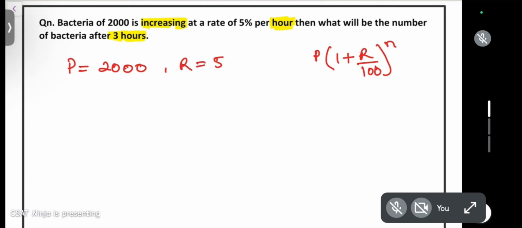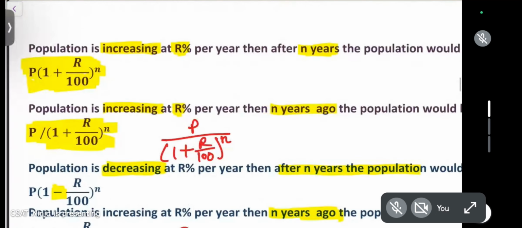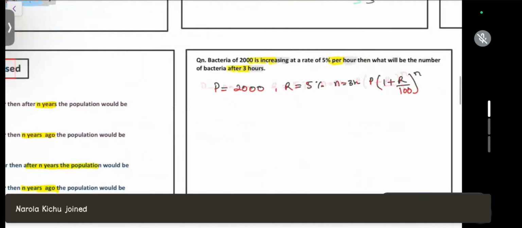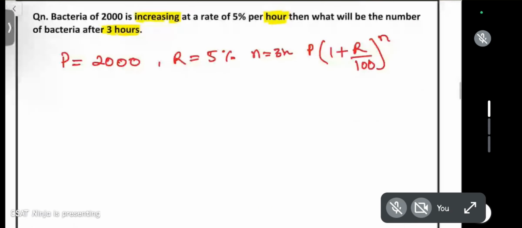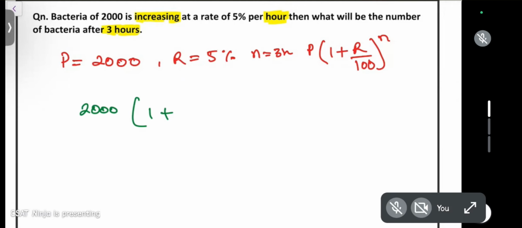Now R is 5%, and n means time. How long? This is 3 hours. Always remember this: n is nothing but time. Now in this question, I'll apply the formula. P here is 2000 into (1 plus 5 divided by 100) to the power n, where n here is 3, which means 3 hours.